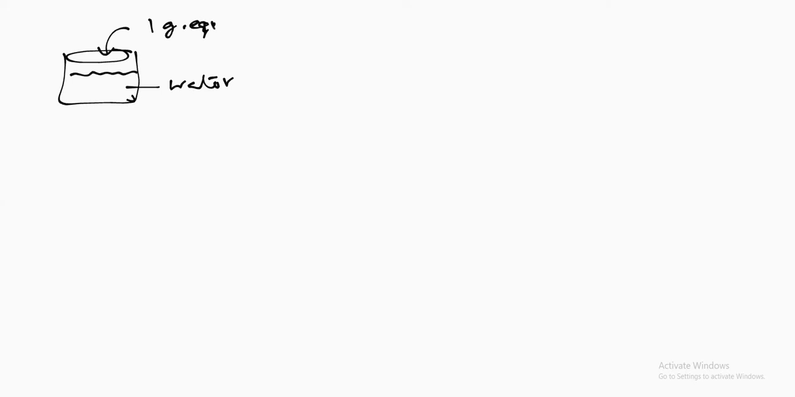Say, for example, what is meant by normal? Say I'll take some solution. Students, observe carefully. You take some amount of water, and in that you put 1 gram equivalent of some electrolyte. We don't know the volume of the water. So if I dissolve 1 gram equivalent of the electrolyte in water, I will get some normality. So let the normality of the solution be N.